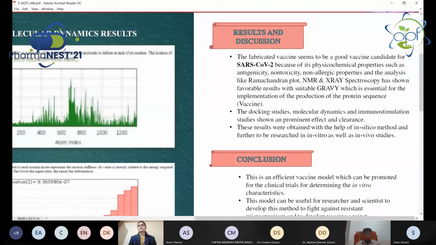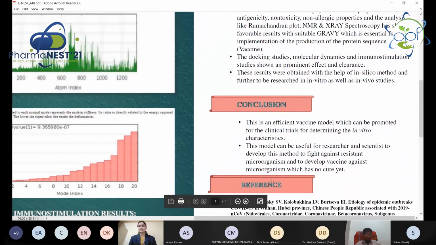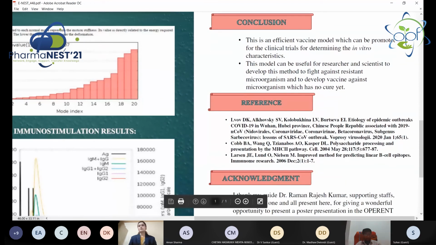And I conclude this is an effective vaccine model which can promote for the clinical trials and determine the in vitro characteristics. This model can be useful for the researchers and scientists to develop this method to fight against the resistant microorganism and to develop vaccine against microorganism that has no cure yet. And these are the references.